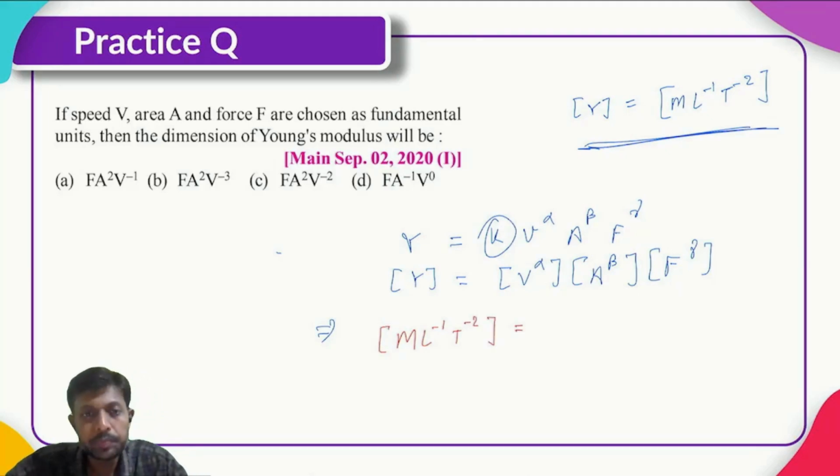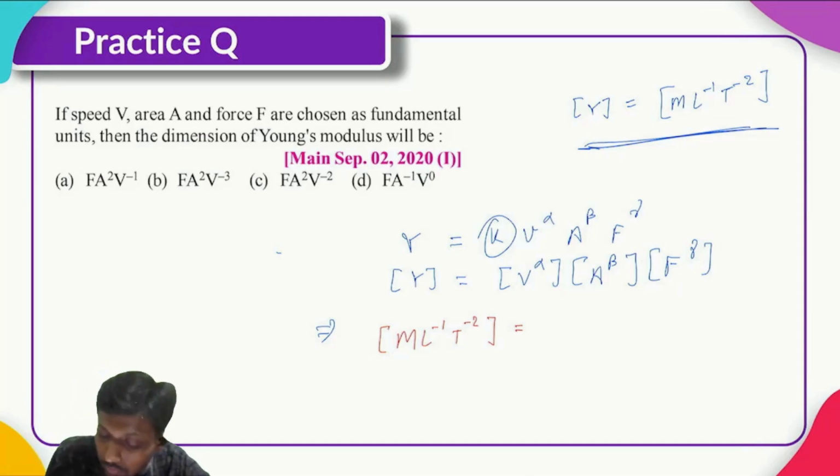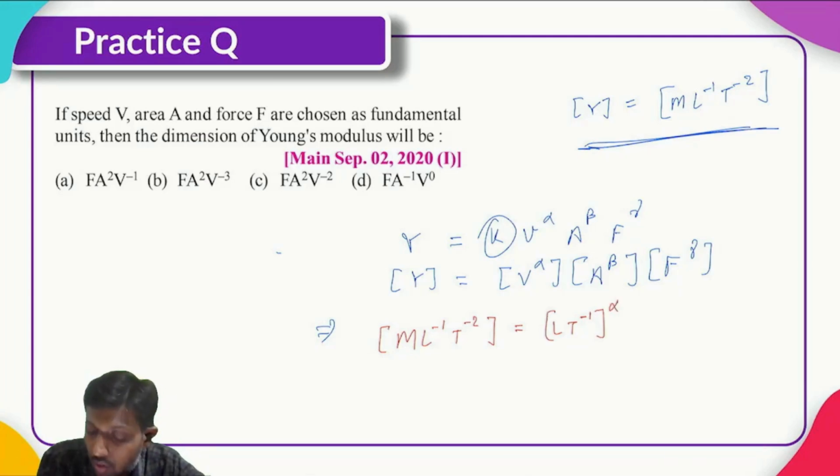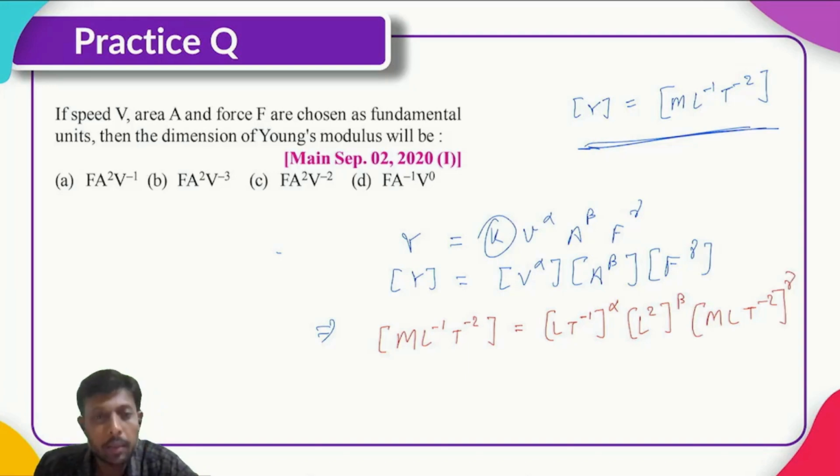This is equal to, speed is meter per second, so LT^-1, this thing to the power alpha. Area is meter square or length square, so L^2, this thing is raised to the power beta. Force, we know it's MLT^-2, this thing is raised to the power gamma. We just have to match the powers of M, L, T on either side of this equal to sign, and we'll have our answers. One more step of simplification is needed before we can do that.